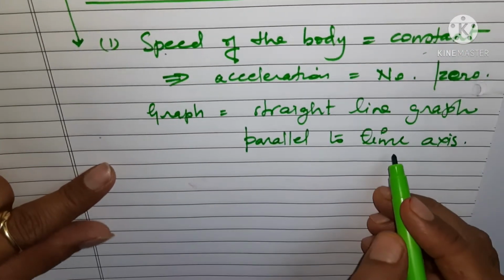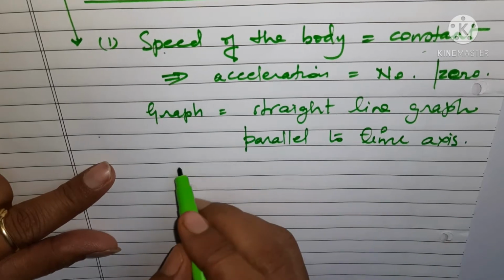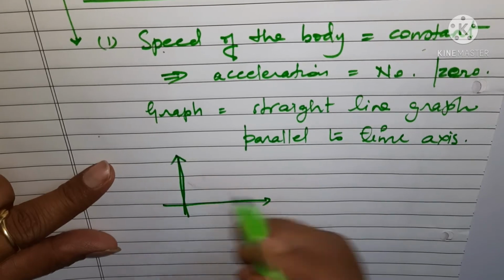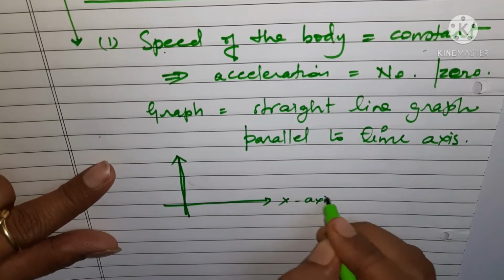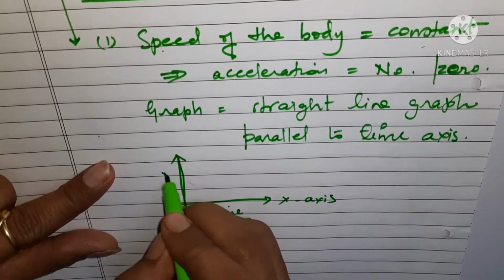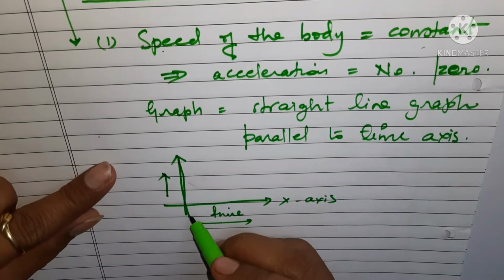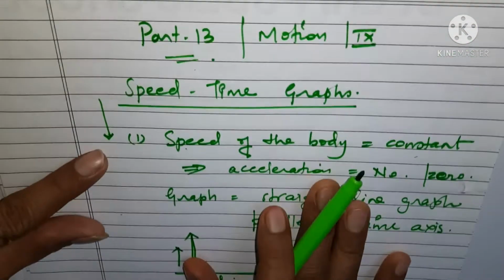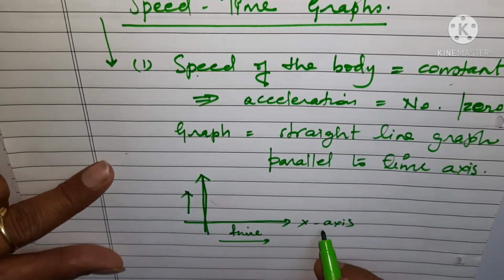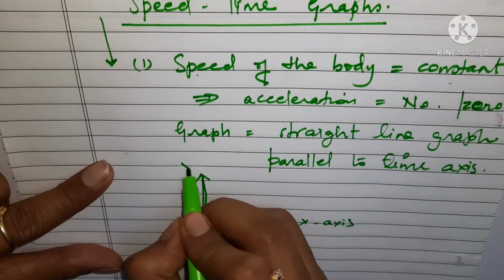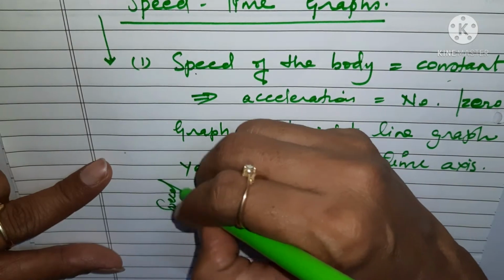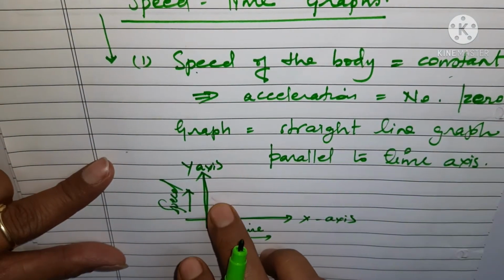As I have already told you, whenever we are constructing the graph, we take time on the x-axis. If this is time and this is speed, remember that when we talk about speed time graphs, we have two axes: on the x-axis we present time, and on the y-axis we present speed. Speed is shown on the y-axis.